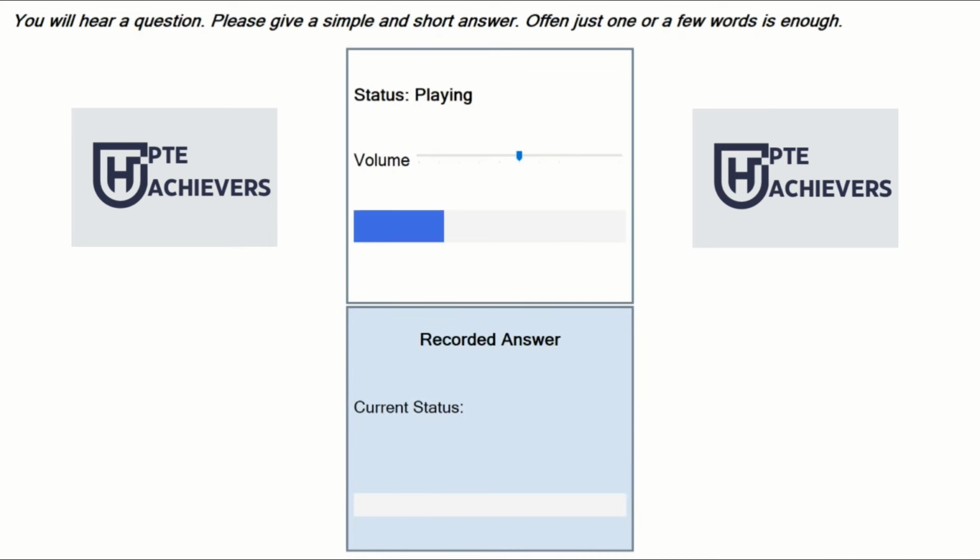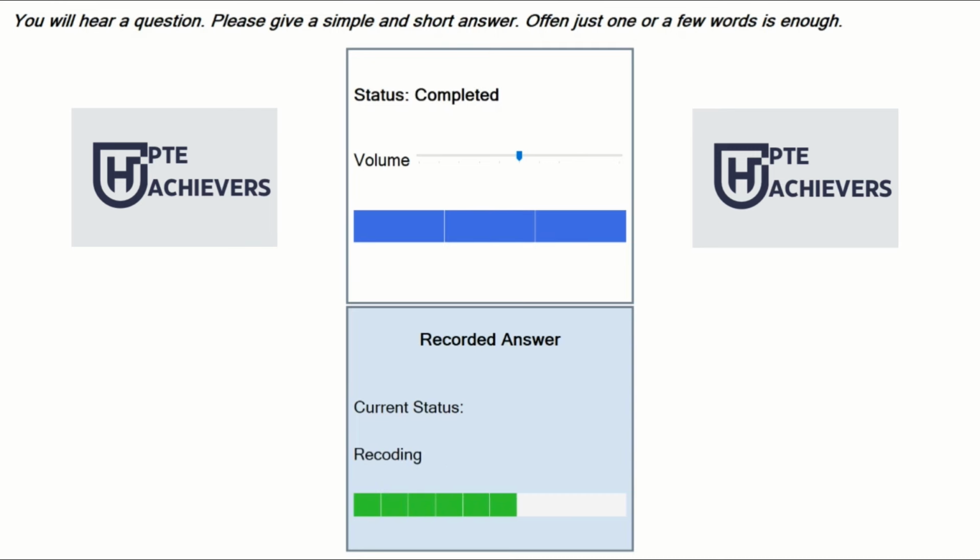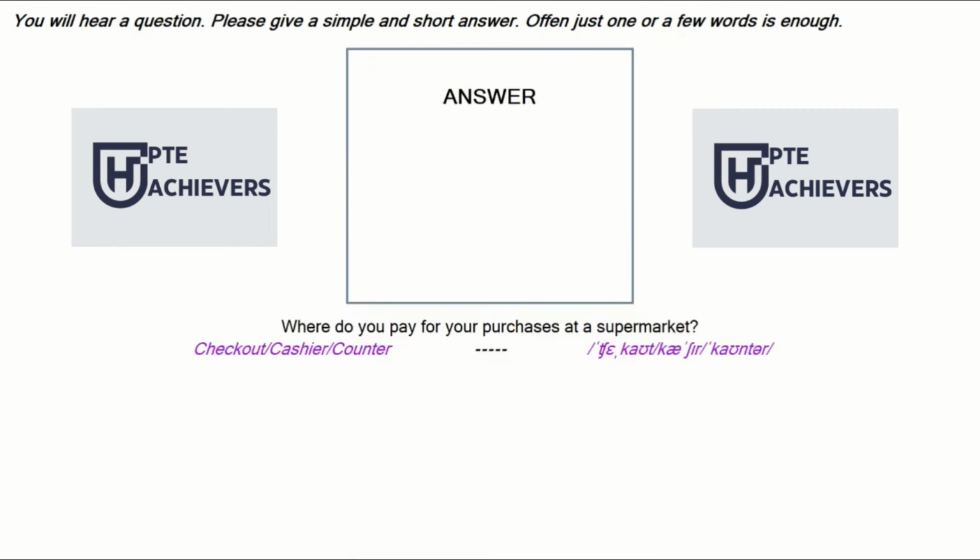Where do you pay for your purchases at a supermarket? Checkout. Cashier. Counter.